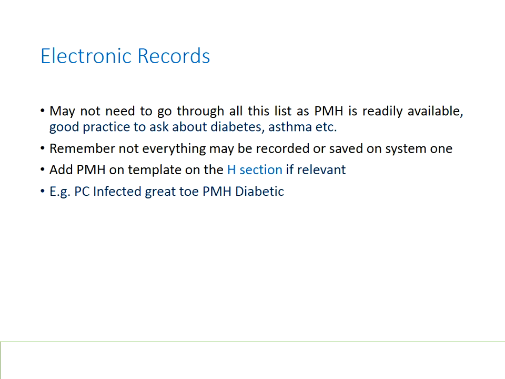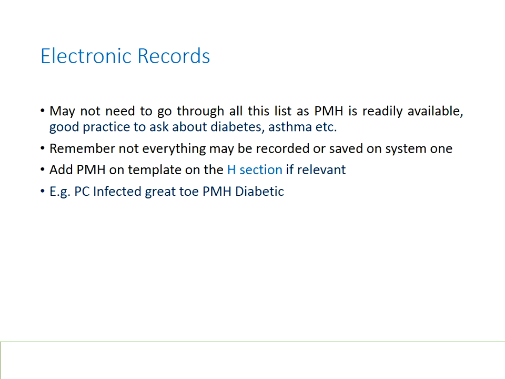Okay, so if you do have electronic records, as I mentioned previously, you might not have to go through the whole list, and some of that information would be already available, but it's good practice to double check the patient's still being treated for various things and they're compliant with their treatment and medication. And remember, not everything may be recorded on your electronic system.